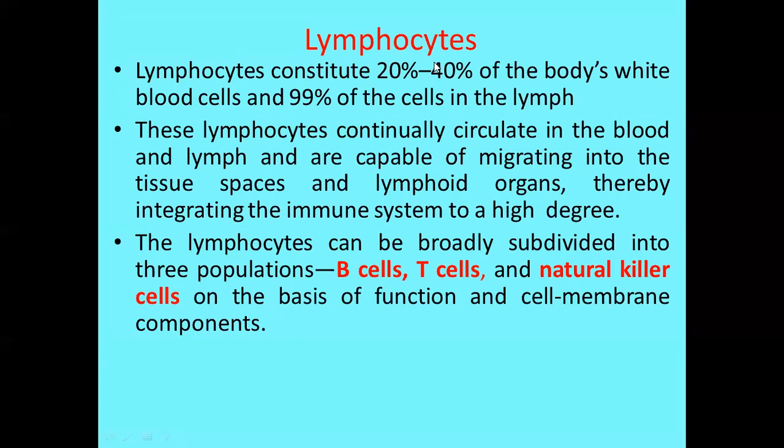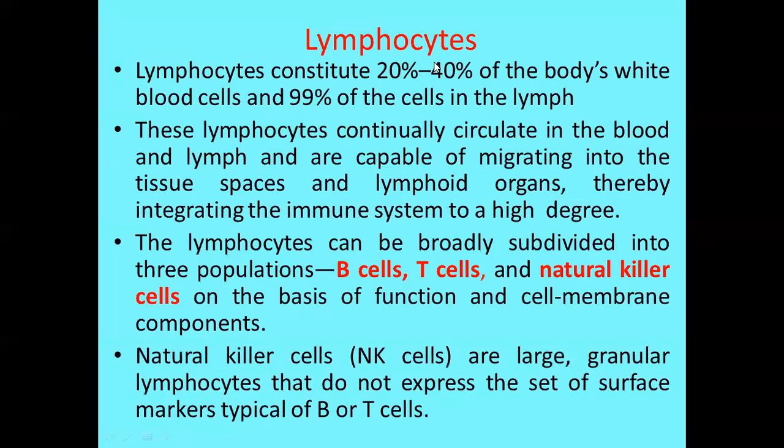There are some antigens which do not possess any antigenic site for these cells. There the natural killer cells provide the major mechanism. Natural killer cells are large granular lymphocytes that do not express the set of surface markers found on B cells or T cells. What are B cells and T cells? I'll explain in detail in the next slides.